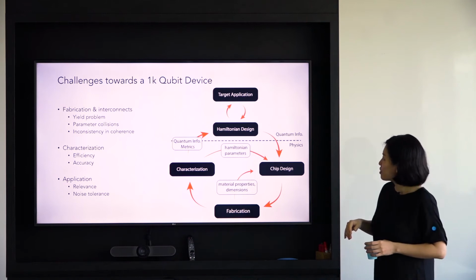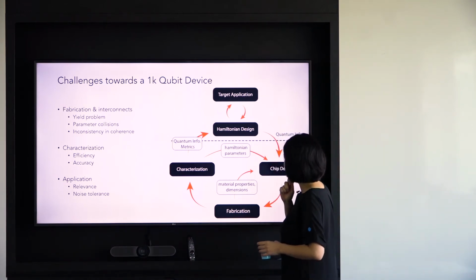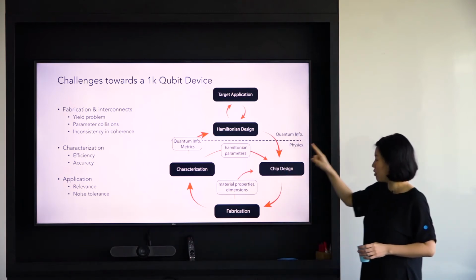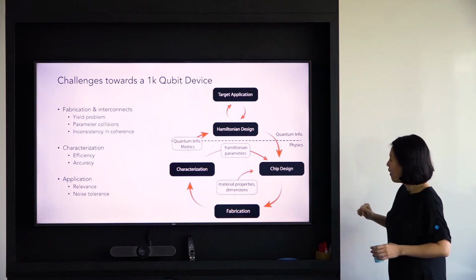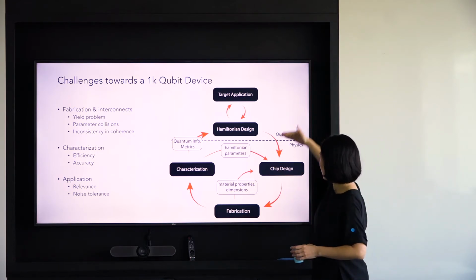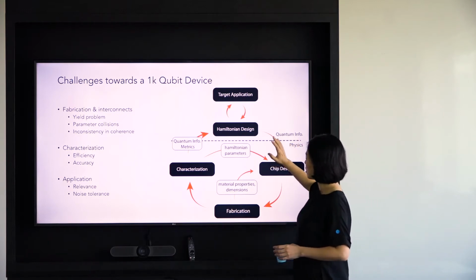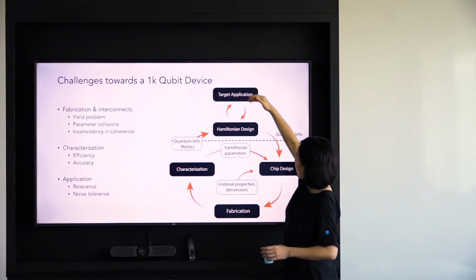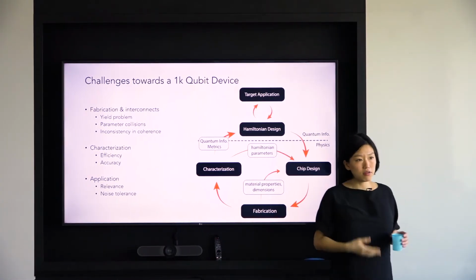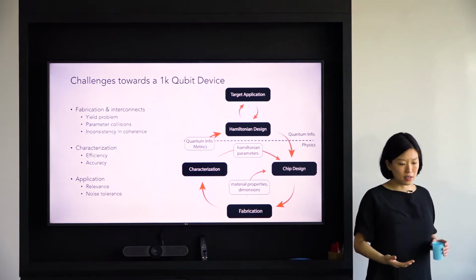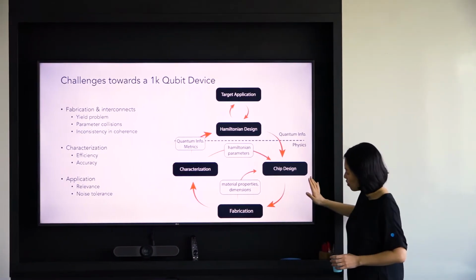Okay, so on the right here, I'm showing a typical cycle for building a system like this. We'll start with all the hardware on the physics side. Let's go top down. So you have an application in mind, and it requires a certain Hamiltonian. So number of modes, number of types of coupling, connectivity, and whatnot. And that translates into a certain layout or a design of the system.